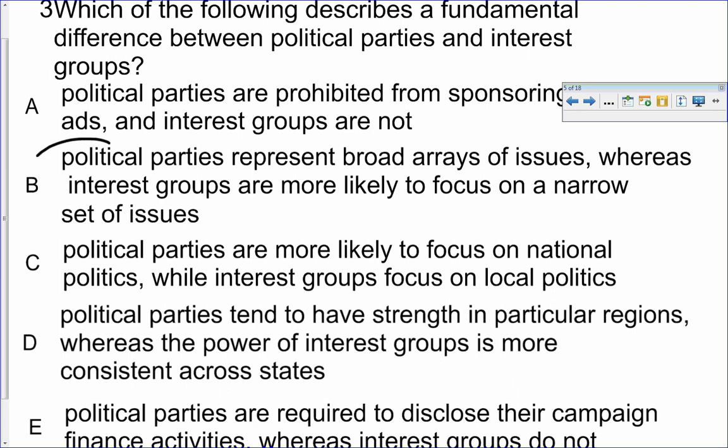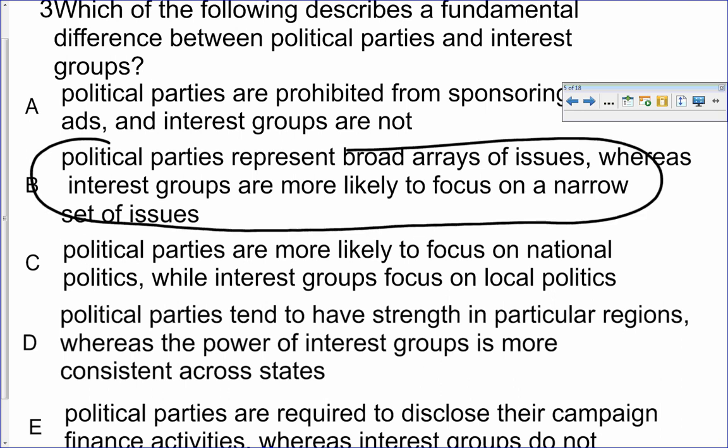And the correct answer is B. Political parties represent broad arrays of issues, whereas interest groups are most likely to focus on a narrow set of issues. Very good, Ms. Schultz. And more on interest groups will come in Chapter 16. We'll bring in some guest speakers for then, perhaps as well.